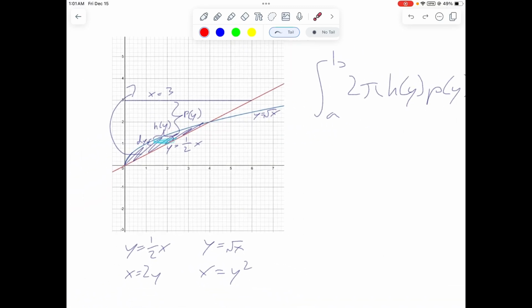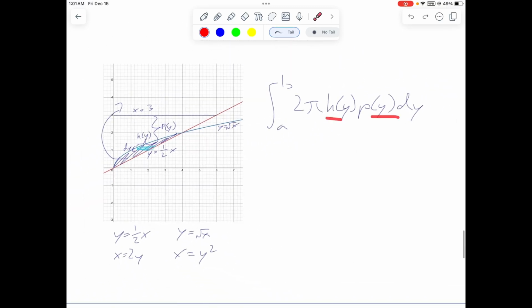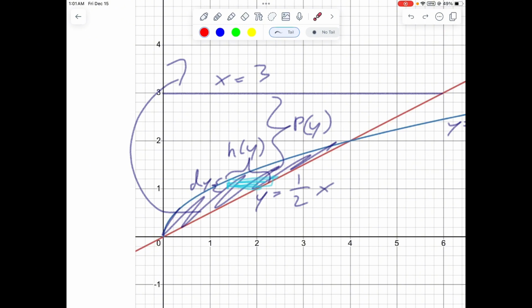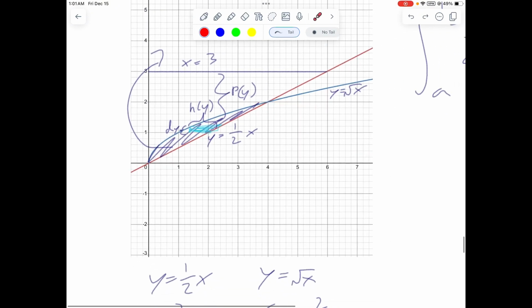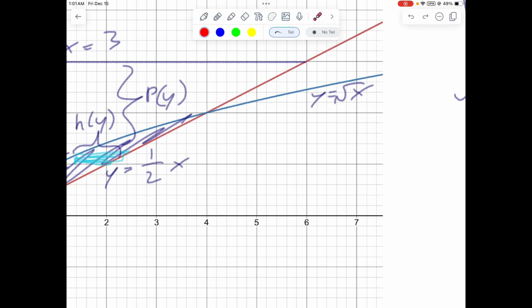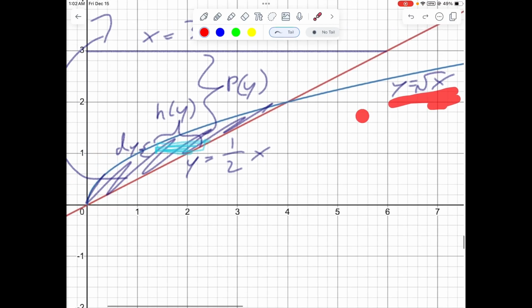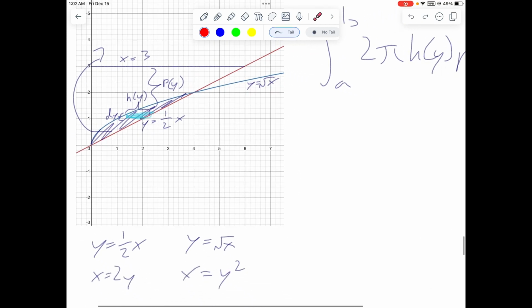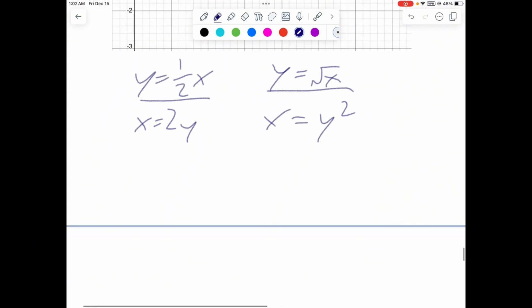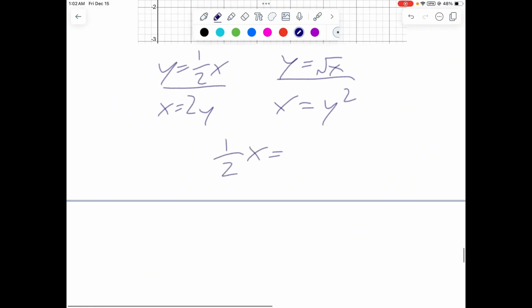So as well as the equations h(y) and p(y), we also need to make a and b the y coordinates this time. So if we look at the sketch that we have drawn, we can tell that we are integrating from 0 to 2, and 0 is pretty self-explanatory. You can't go below 0 with a square root. It's always positive. And this 2 is the intersection between y equals 1 over 2x and y equals square root of x. So you just set them equal to each other, and then you just get x equals 2.